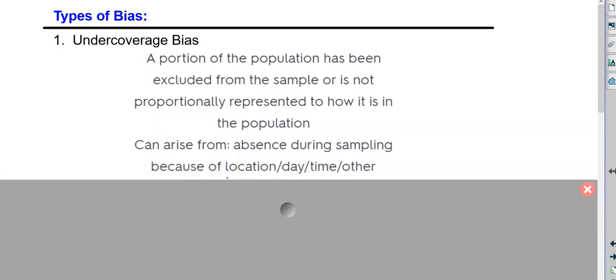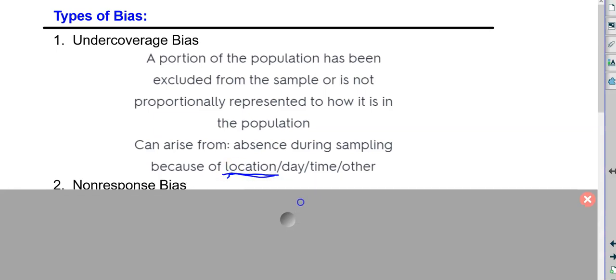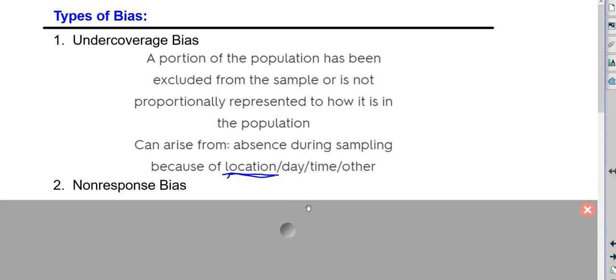And because of the location, that's often very popular. You might be interviewing someone at a grocery store, asking them if they go to restaurants or not. Well, if you're at a grocery store, maybe those folks don't go to that many restaurants. They usually just cook their own food. So you're not asking a representative sample because of where you gave the survey. It's very common that the location causes undercoverage.